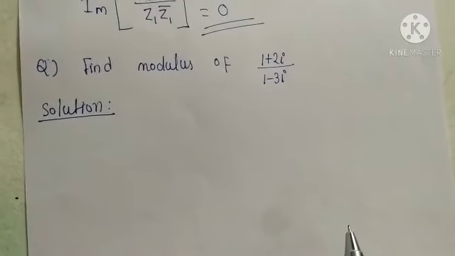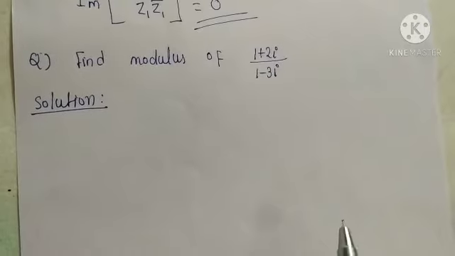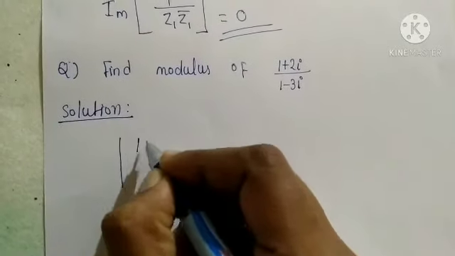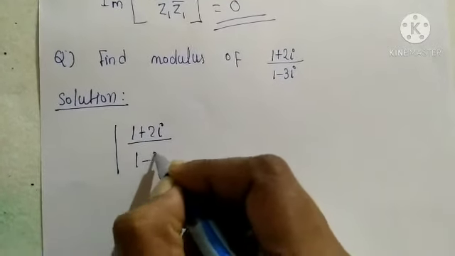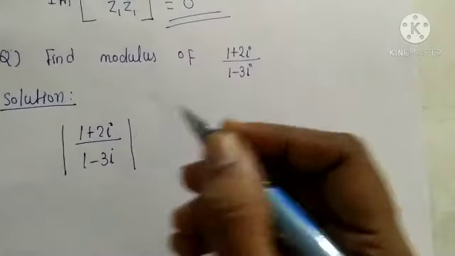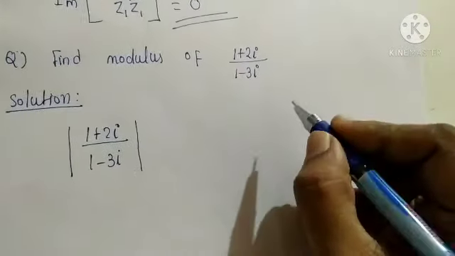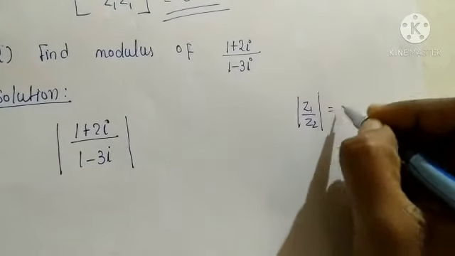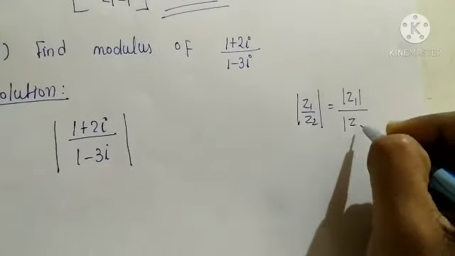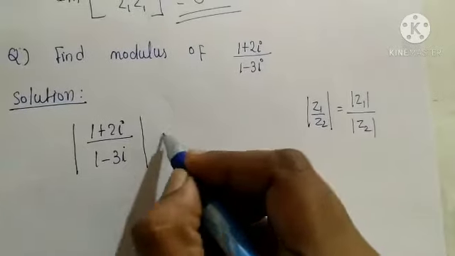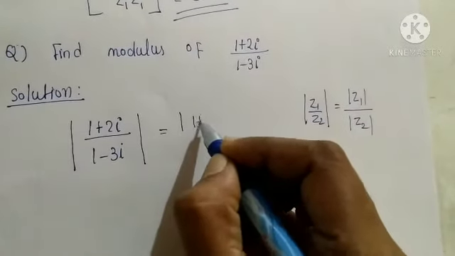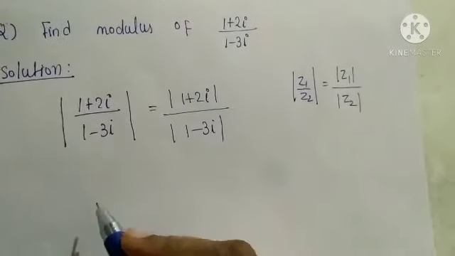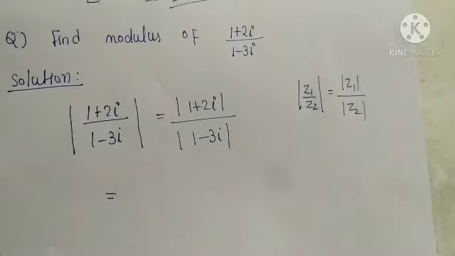Find the modulus of 1 plus 2i divided by 1 minus 3i. Okay. So we need to find out modulus of 1 plus 2i divided by 1 minus 3i. One of the property of modulus is mod of z1 by z2 can also be written as mod z1 divided by mod z2, right? So using this property here, this can be also written as mod 1 plus 2i divided by mod 1 minus 3i. Okay, so calculate modulus separately.